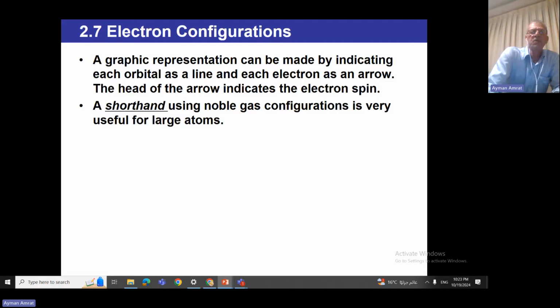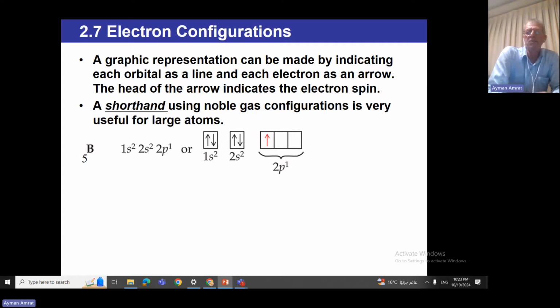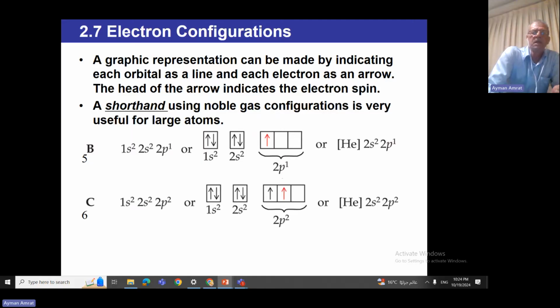A graphic representation can be made by indicating each orbital as a line, with 2 electrons for 1s2 and 2 electrons for 2s2. For boron, atomic number equals 5. So 5 protons means there are 5 electrons. The 5 electrons are configured with 2 electrons in 1s2, 2 electrons in 2s2 in the second shell, and the fifth electron in 2p.